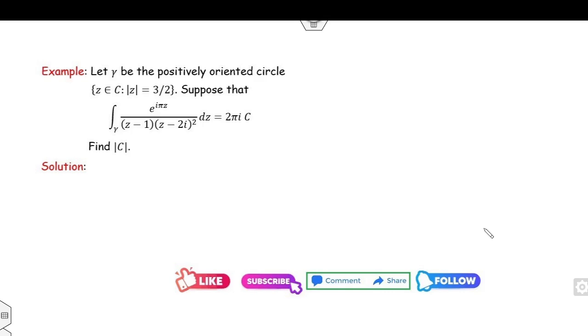Okay, look at this another one. Your target is to find the value of C. Again, this is a similar question, and this question is asked in both the GATE and the CSIR NET examination. Fine. Center is 0, radius is 3/2. Fine. This is given to you.